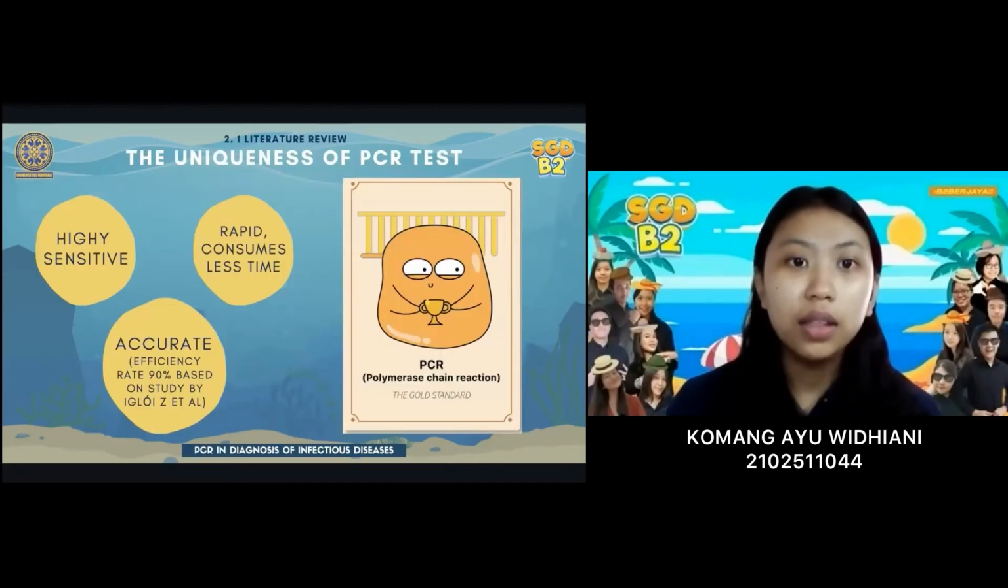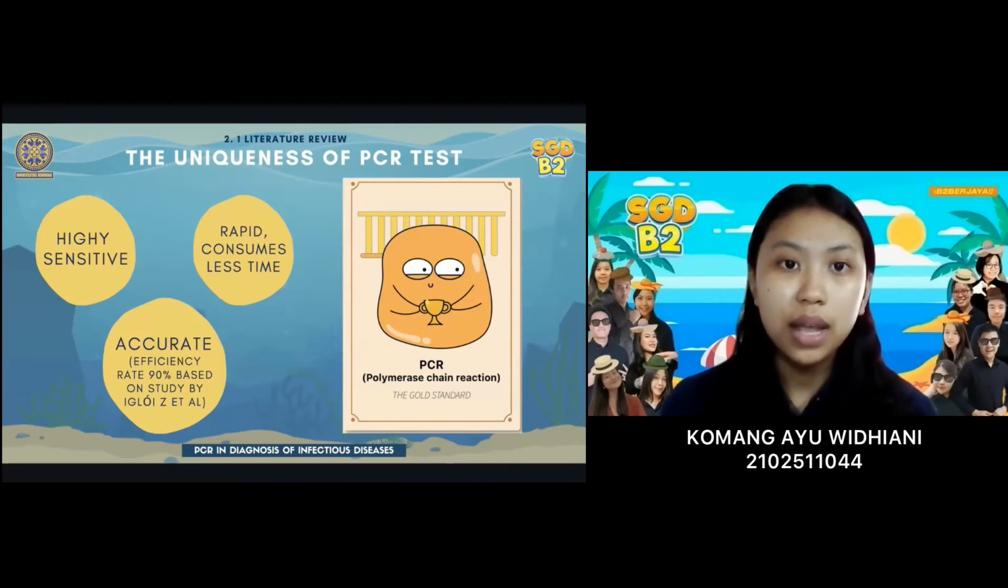PCR is widely regarded as an accurate method to detect viruses because it is a simple and easy technology to implement. It also boasts other advantages such as being highly sensitive, rapid, and accurate. A study by Igloisi et al. showed that PCR has an efficiency rate of 90%. Besides that, PCR consumes less time and is more cost-effective when compared to other similar technologies. PCR is even nicknamed the gold standard.